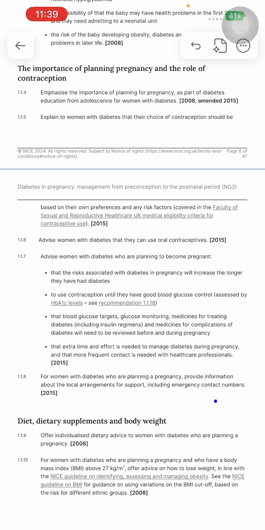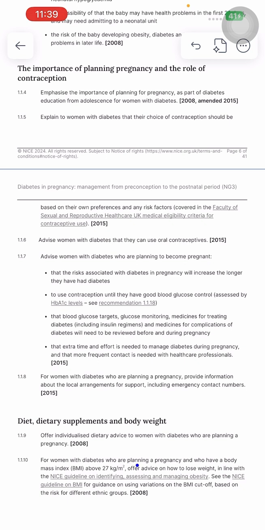So preconceptional counseling is that you have to continue contraception until her blood glucose level is controlled, because there is increased risk of congenital malformations, stillbirth, neural tube defects. So before planning a pregnancy, your blood glucose must be controlled. Next, dietary supplementation and body weight. Offer individualized dietary advice to women with diabetes who are planning pregnancy.